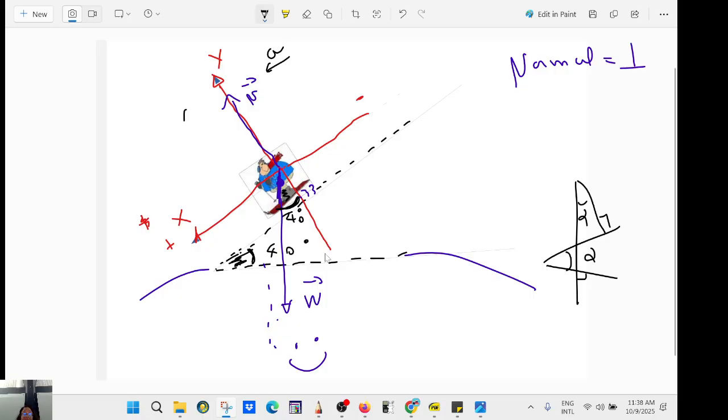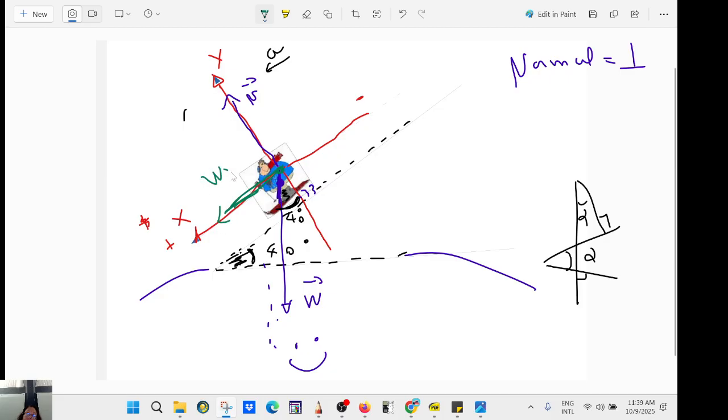Y-axis. Always. You memorize it. This angle here will always be the same as this one. You memorize it. And then you make the components. So you go from the tail to the head. That will be your x component.